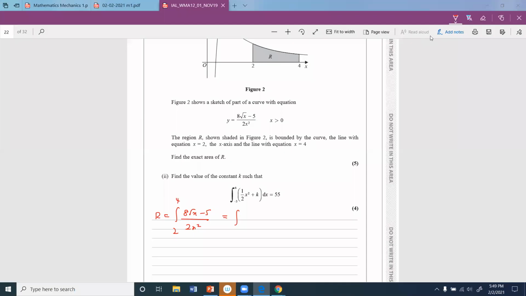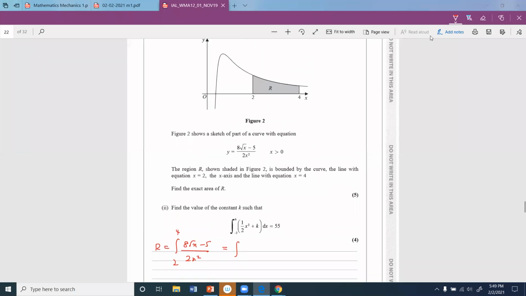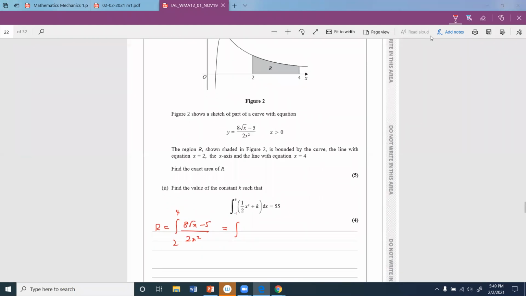Yeah, if you want to find this area, we have to integrate this function from 2 to 4. But the problem is that we cannot integrate this because this is not in x to the power n form. So I'll take this one separately and try to simplify it first. Divide by 2x squared minus 5 over 2x squared, from 2 to 4.